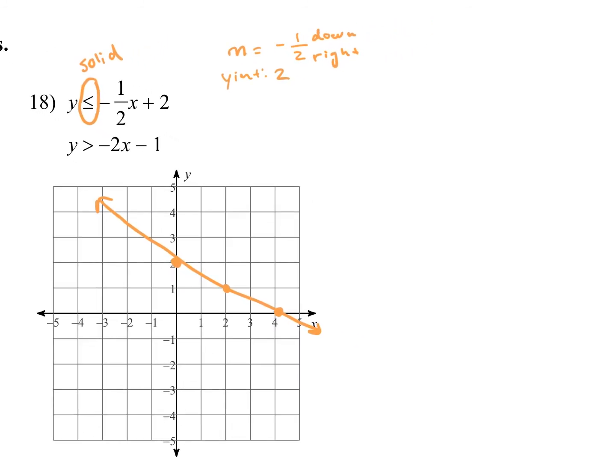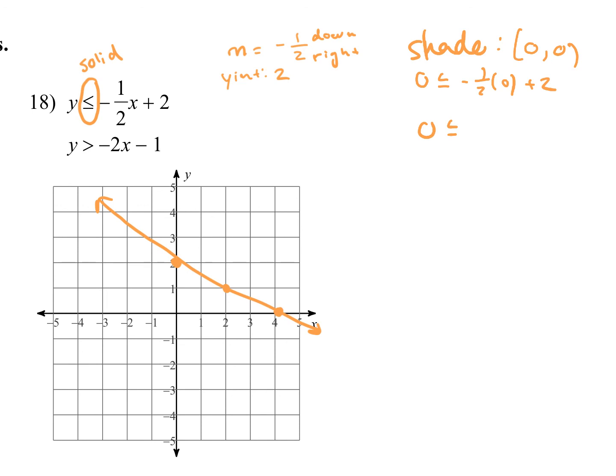What else do inequality graphs need to have? Shade. So I have to shade. How can I test a number to figure out where I'm going to shade? 0, 0. So I'm plugging in 0 for x and 0 for y. So 0 is less than or equal to negative 1/2 times 0 plus 2. What's negative 1/2 times 0?